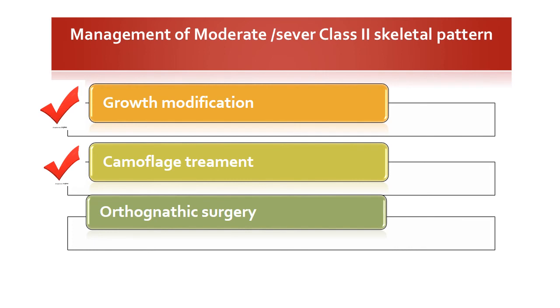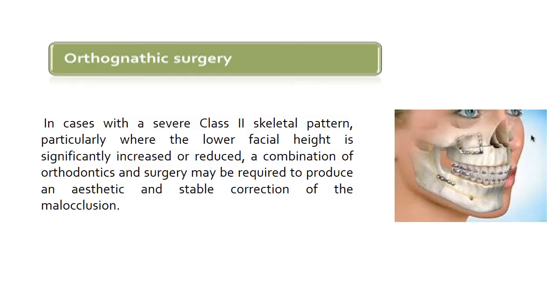After we discussed the growth modification and the camouflage treatment, let us discuss the orthodontic surgery choice. This is when we have a severe anterior-posterior discrepancy, a severe skeletal class 2 pattern, associated with severe vertical discrepancies, like a marked increase in the lower facial height or a significant reduction in the lower facial height. The orthodontic treatment alone will not be sufficient. So we will need a combination of orthodontics and surgery to produce an aesthetic and stable correction of the malocclusion. And we have different types of surgeries.